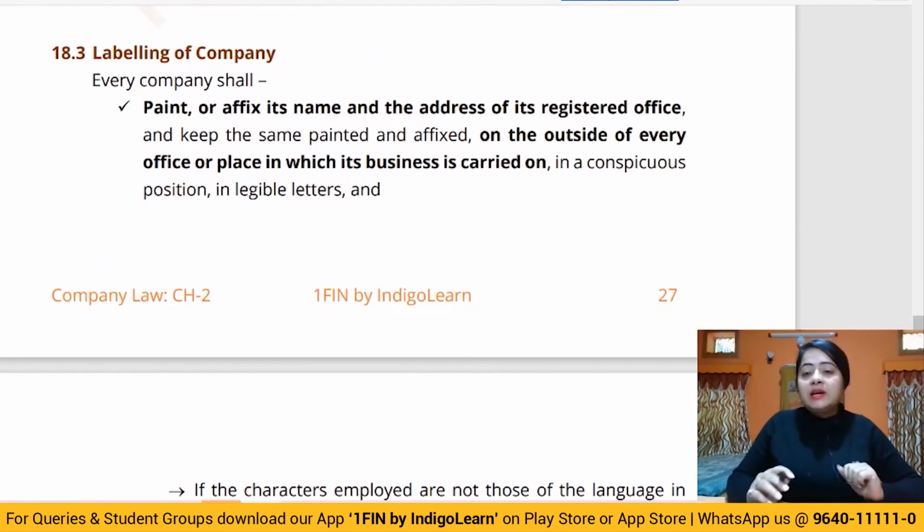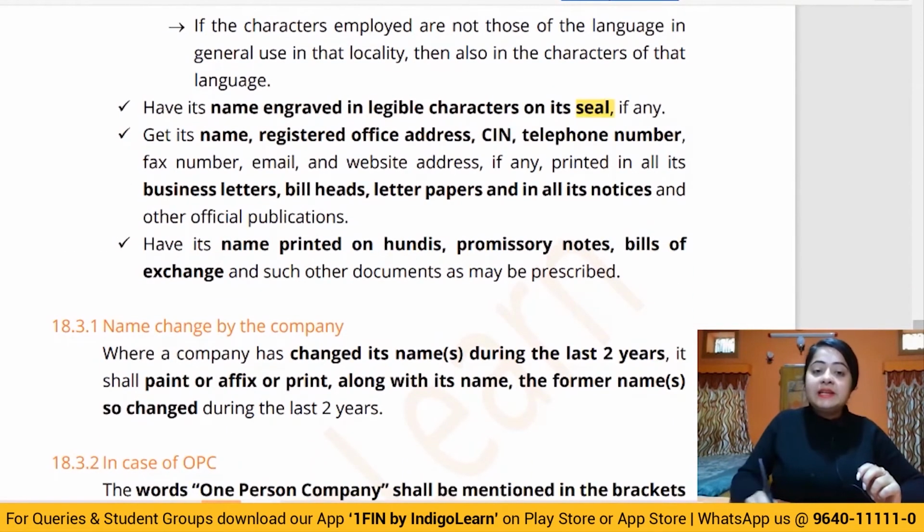Apart from that, the company might have many different offices. Out of all of these different offices, the company must be putting some sort of label or banner. In these banners, the company will have to specify the details of the registered office of the company. If the company has any seal, then the company has to put the name of the company on that seal. If the company is using any business letters, billheads, letter papers, etc., then the company has to write down its own name, registered office address, CIN, telephone number, website details, fax number, email, etc.